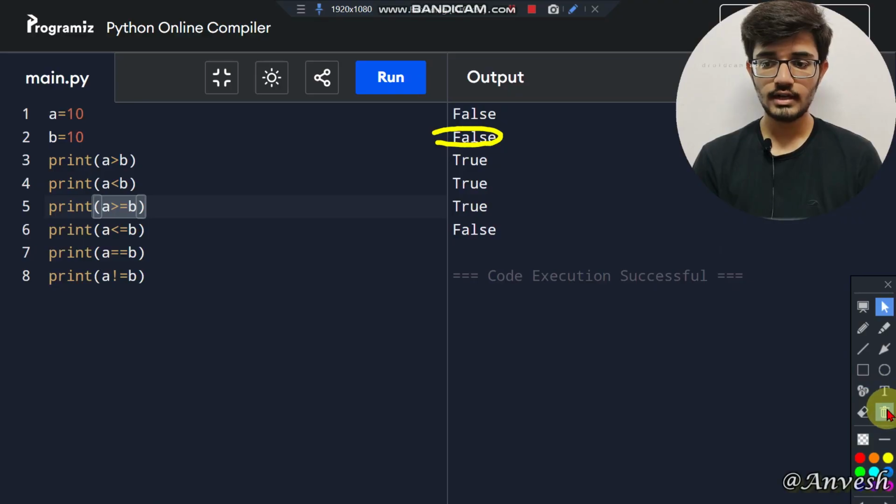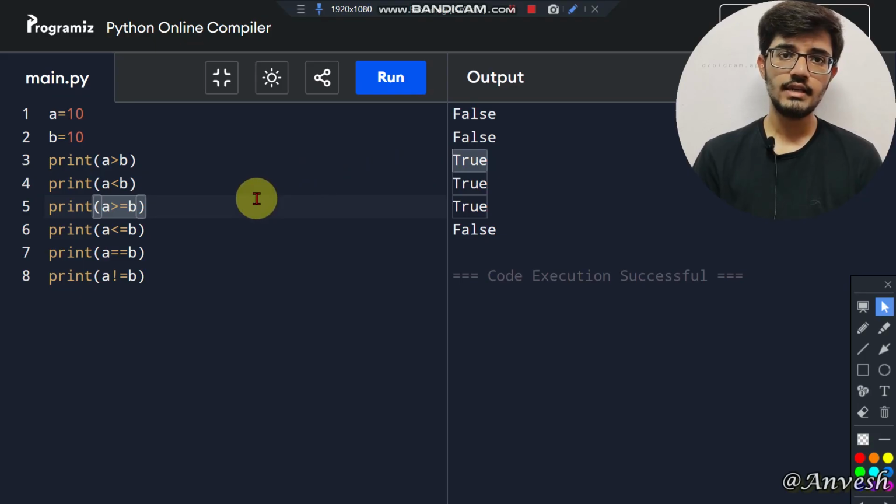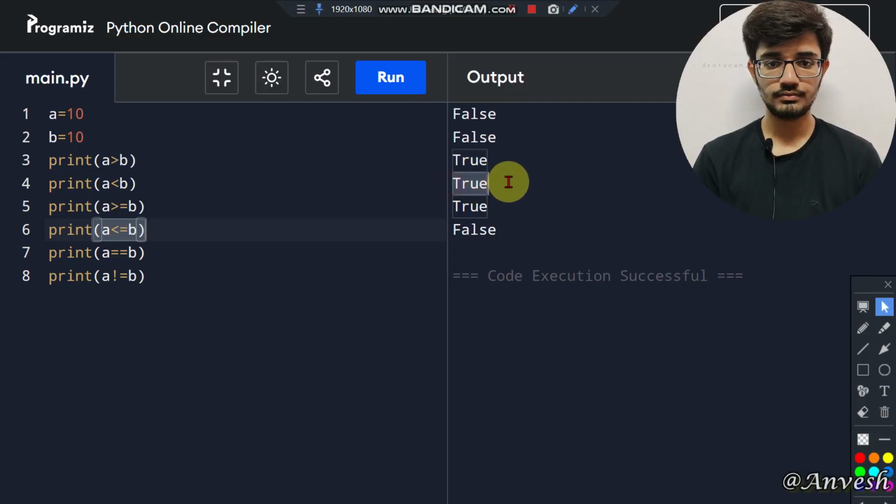Yeah, we again got true. Why? Because 10 is greater than or equals to both. It checks both the values, the greater than symbol or the equals to symbol. If any one of these satisfies, then it gets the true value. The same applies here: when A is either greater than B, or A is equals to B, then the output becomes true. So here 10 is equals to 10, so we got the output as true.